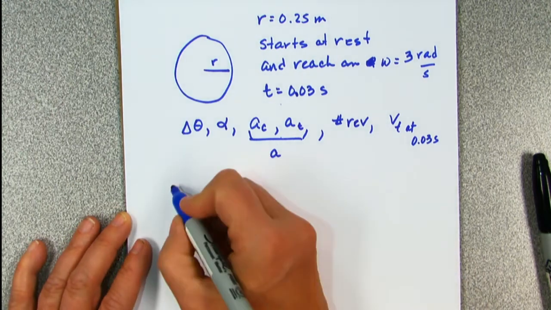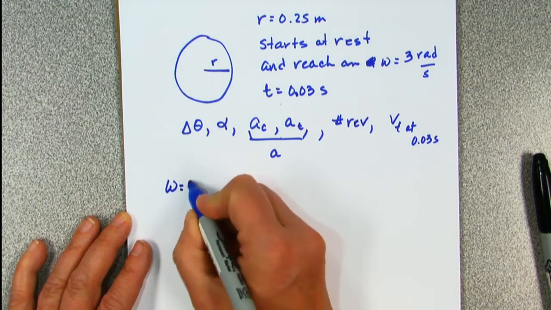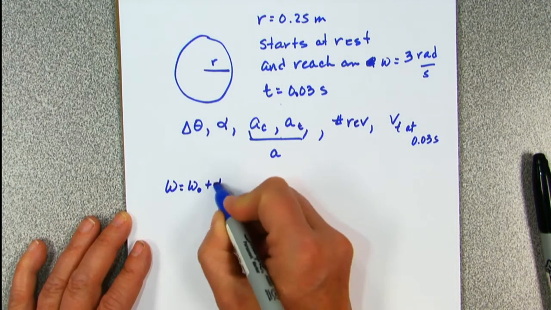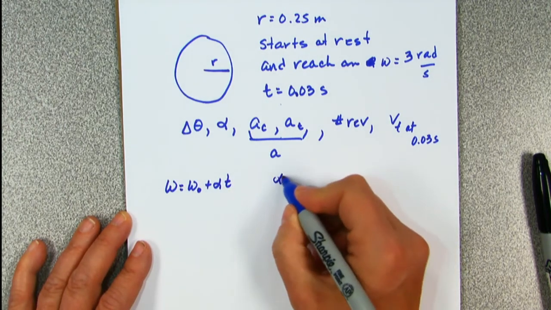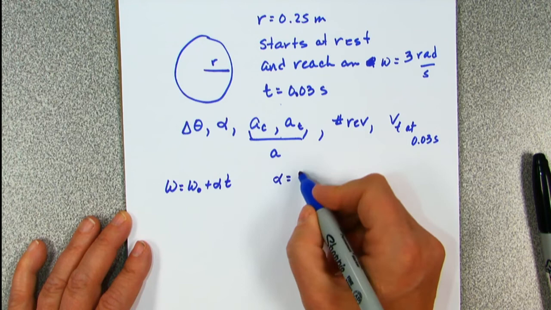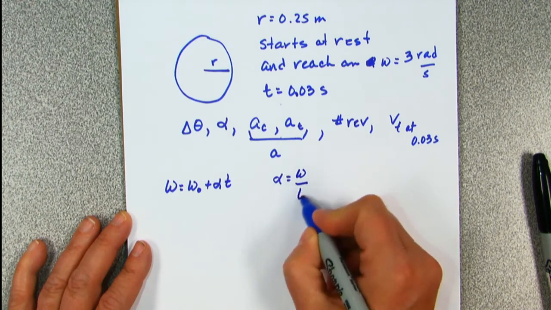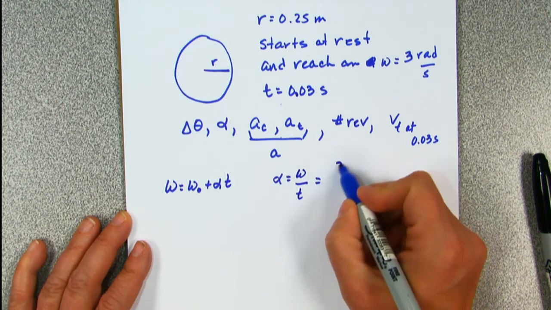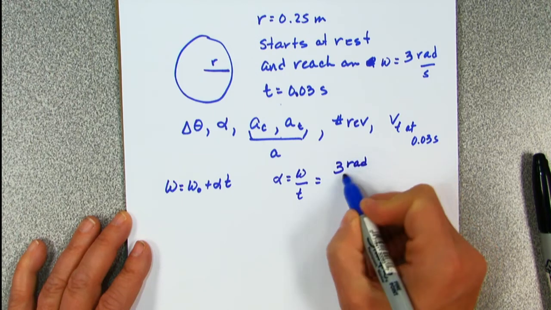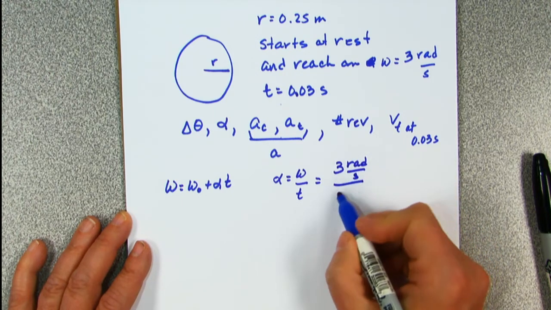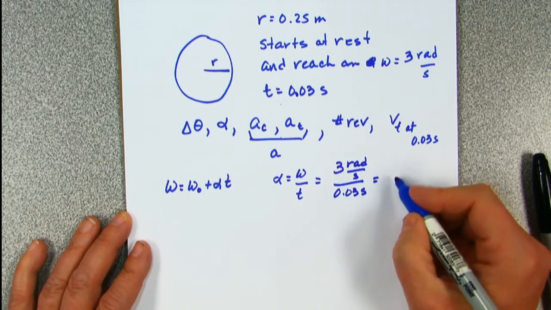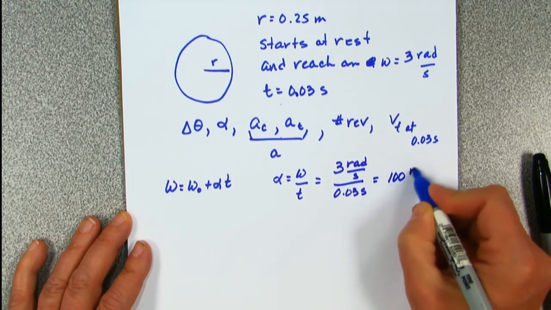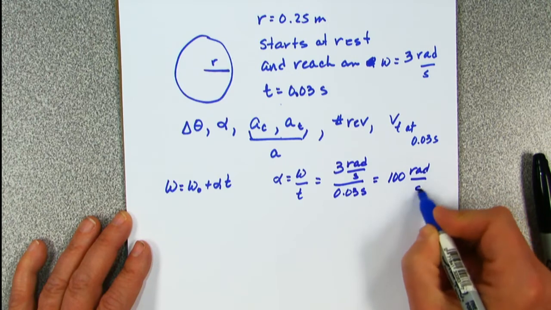So omega is going to equal omega initial plus alpha t. We need our alpha, and our alpha is omega divided by t, and so that's going to be our 3 radians per second divided by my 0.03 seconds, and it's going to give me 100 radians per second squared.